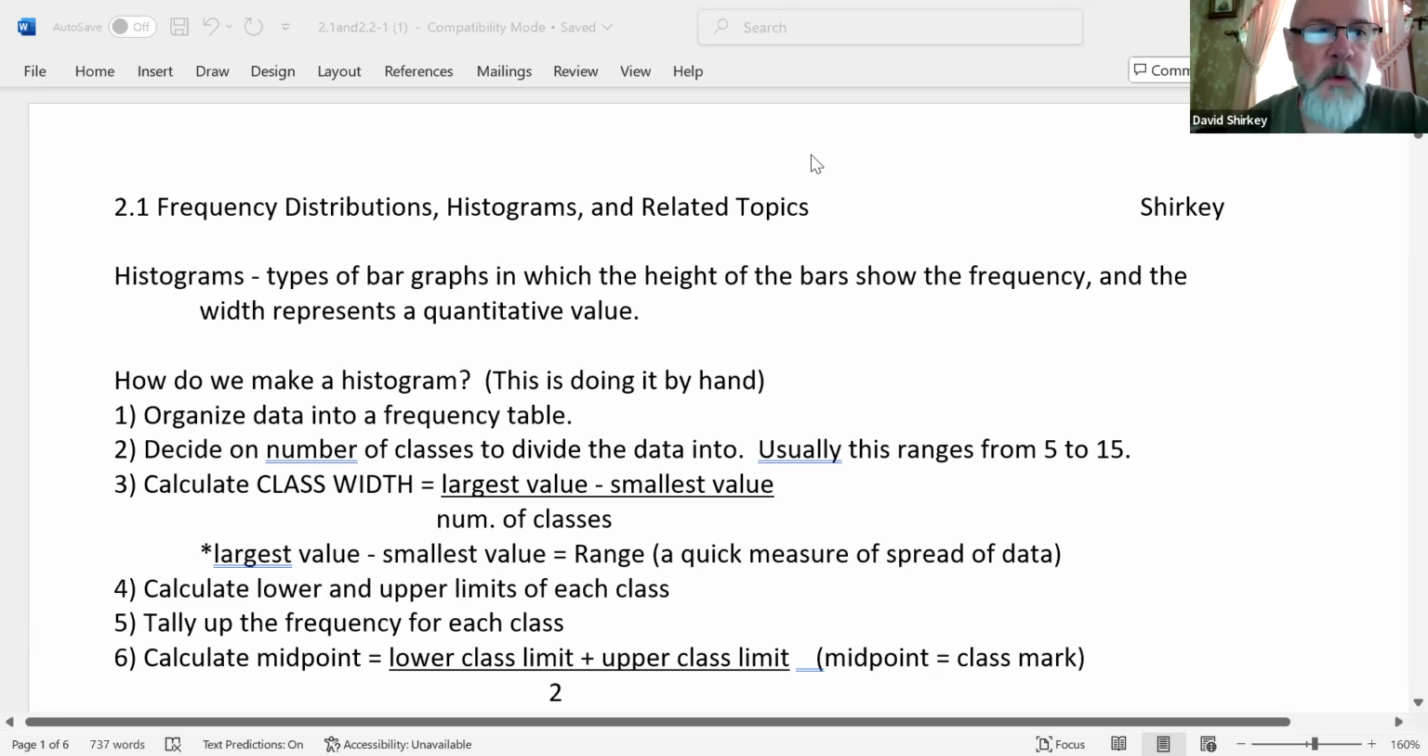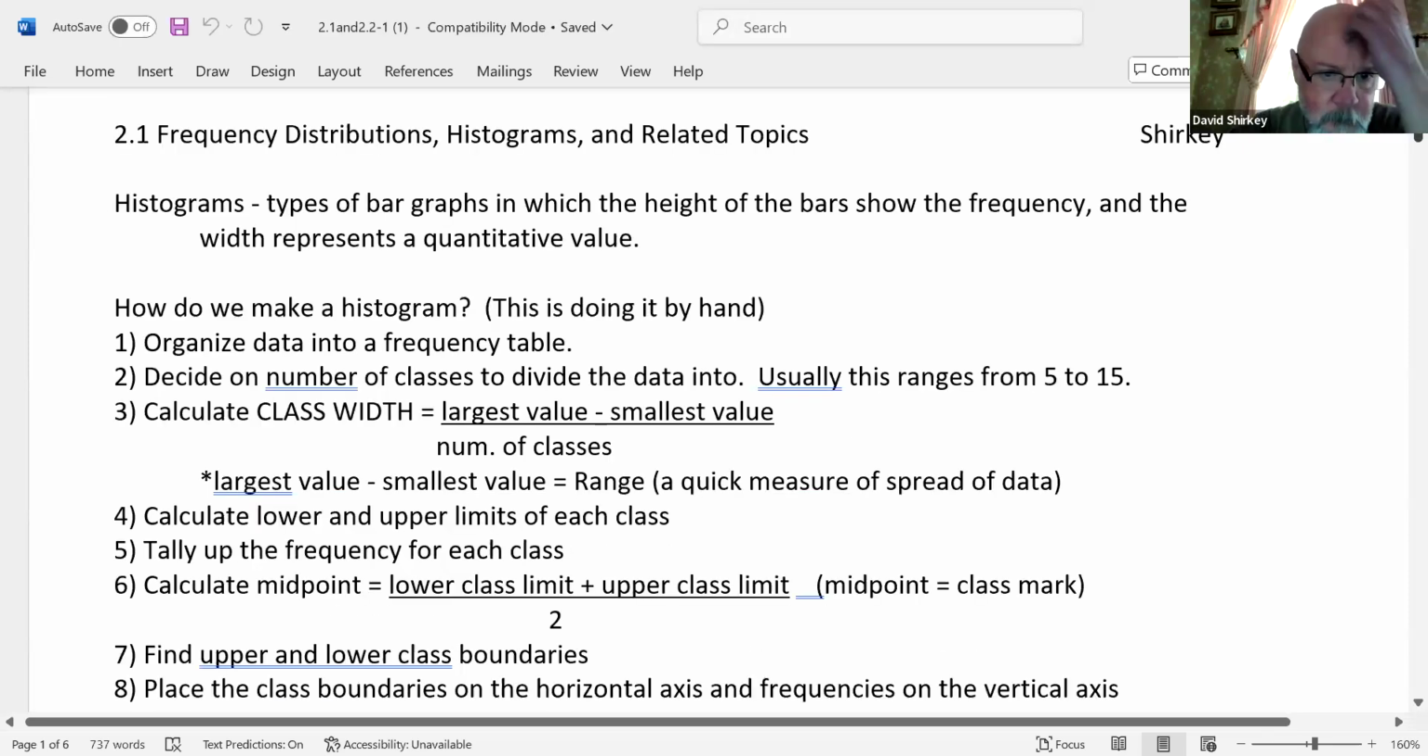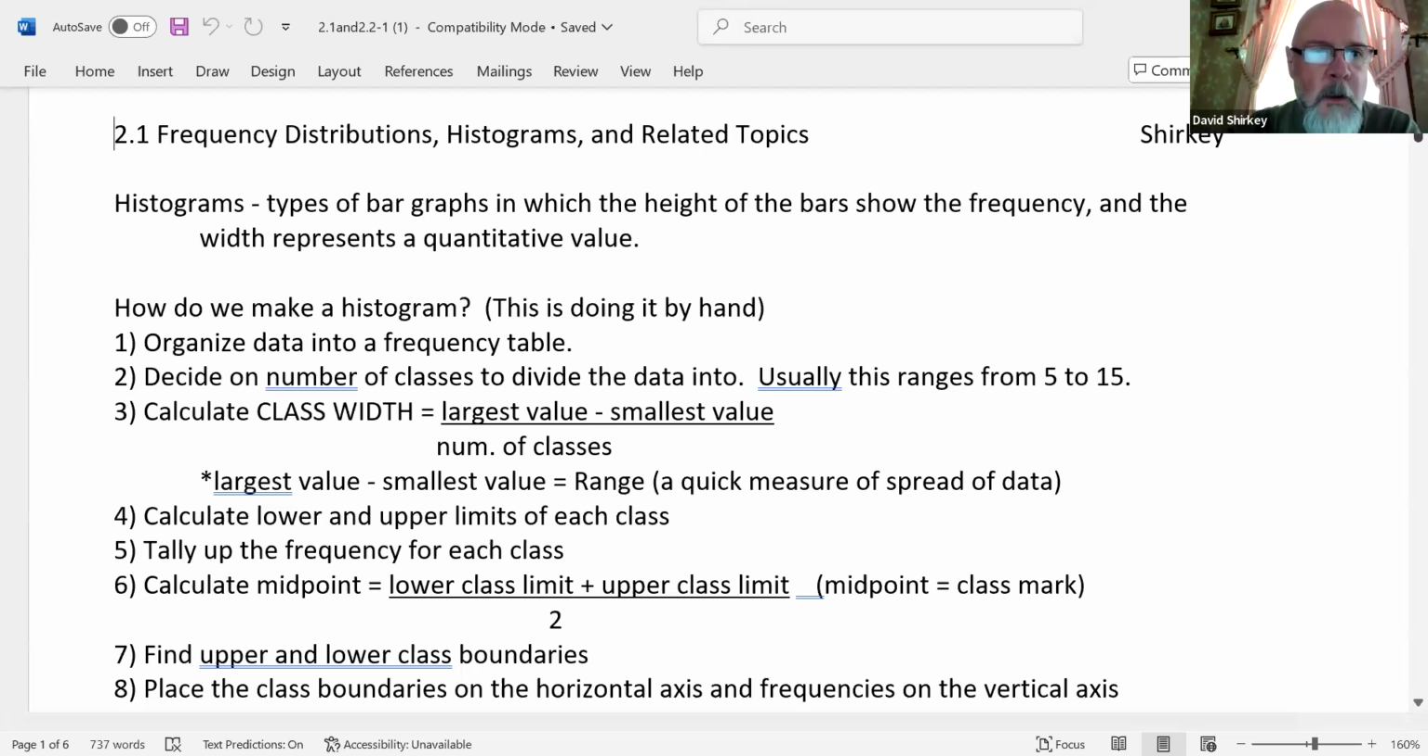All right, so we're in section 2.1, looking at frequency distributions, histograms, and other related topics. So make sure you check over the section in your textbook. I refer to some page numbers for you to look at.